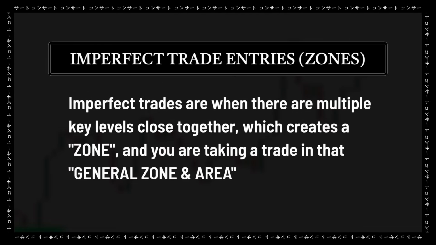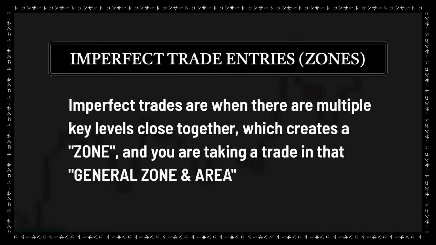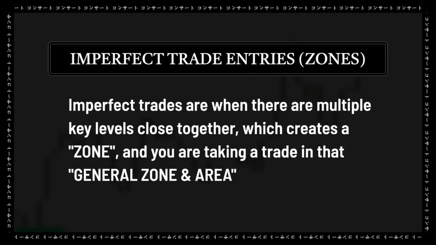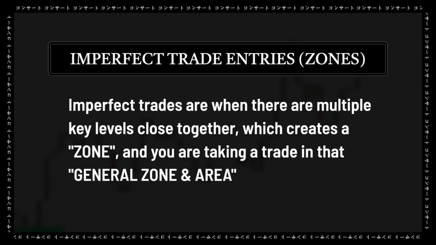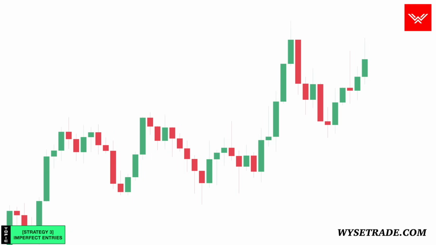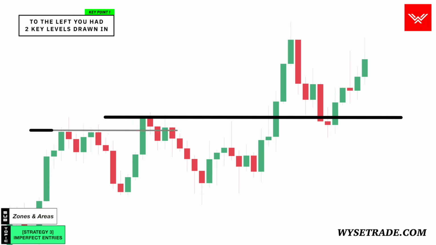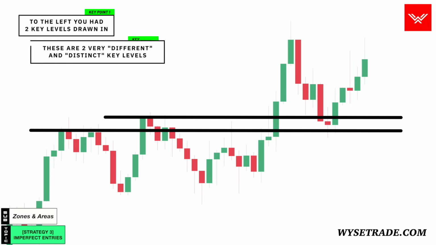Imperfect trades are when there are multiple key levels close together, which creates a zone, and you are taking a trade in the general zone and area. Let's break it down. So notice to the left, you would have two key levels drawn in, level 1 here and level 2 here. These are two very different and distinct key levels.